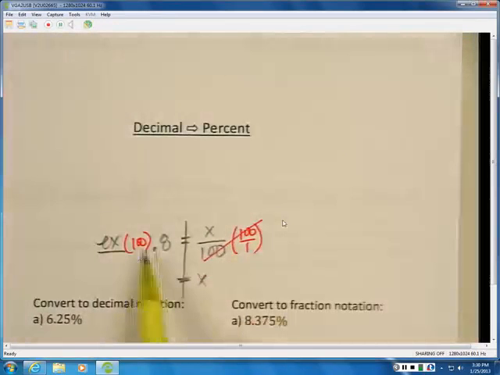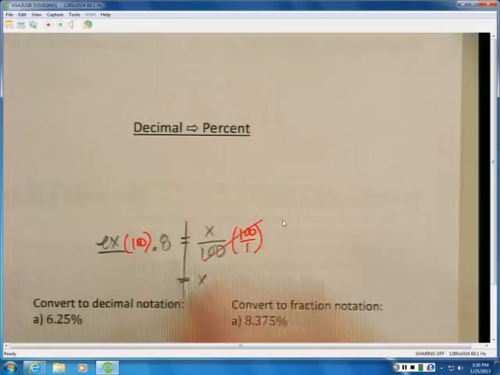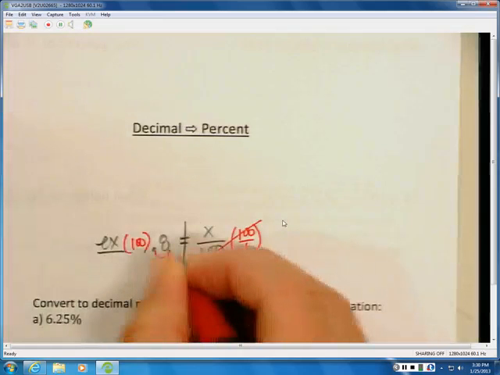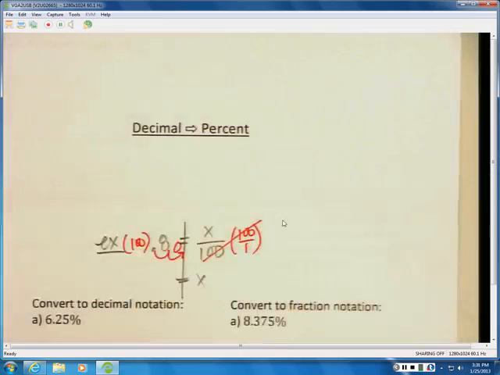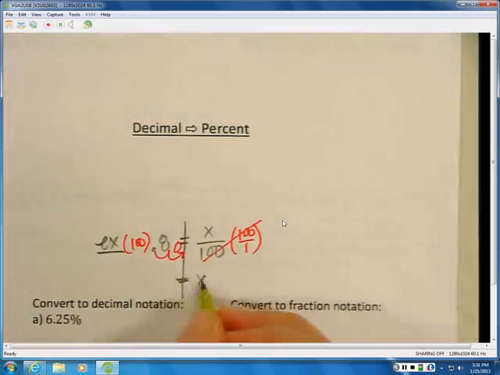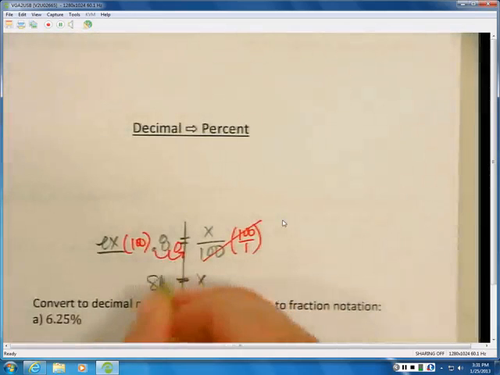Now, whenever I multiply a number by 100, what that does is pulls my decimal 2 scoops to the right. If I was multiplying by 1,000, it would be 3 scoops to the right. If I multiply by 10, it would be 1 scoop to the right. So here, when I multiply by 100, I have 2 zeros. That tells me this is going to go over 2 scoops. And I get x equals 80.